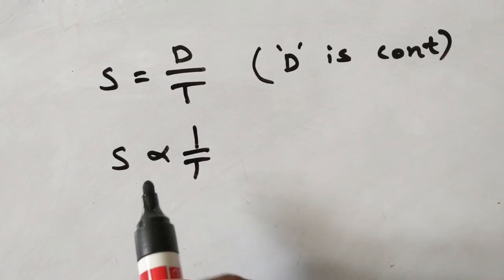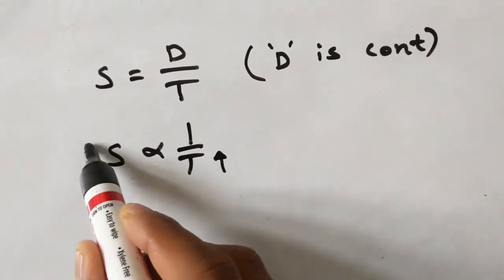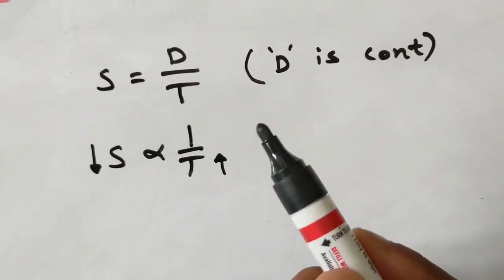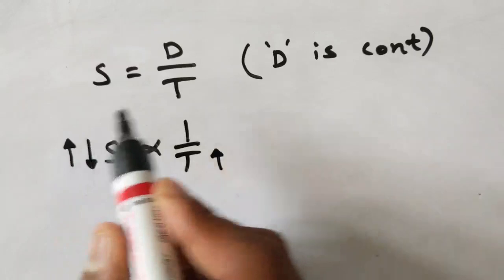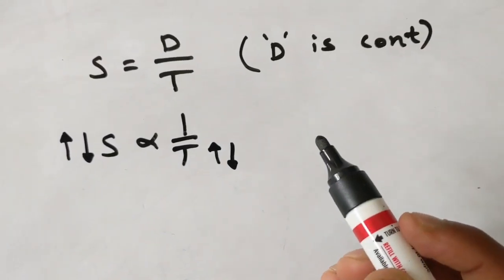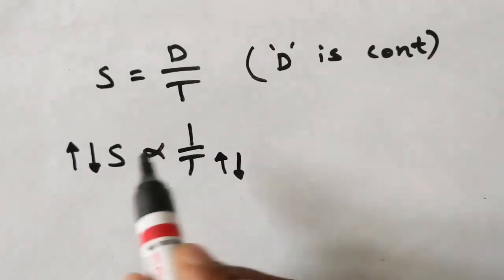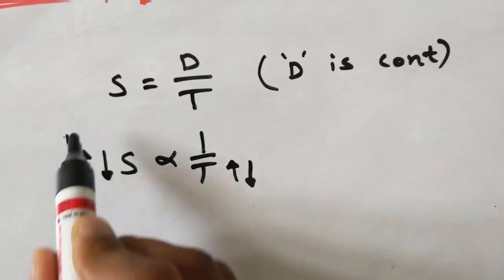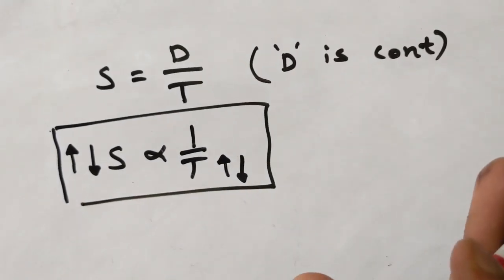What is meant by inversely proportional? If time increases, speed is going to decrease. If speed increases, if more speed, it will take less time. Inversely proportional means if one quantity increases, the other quantity is going to decrease. From this we can tell that speed is inversely proportional to time.